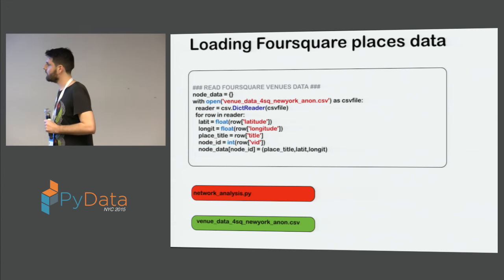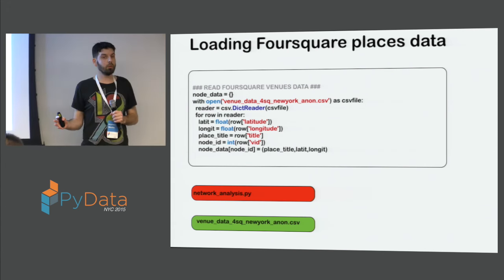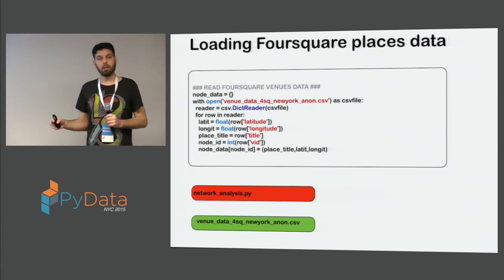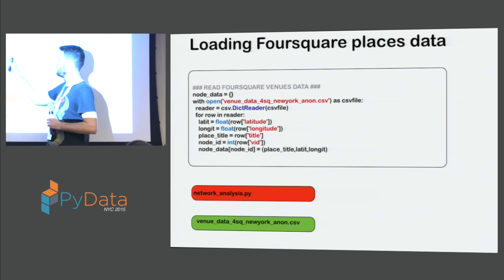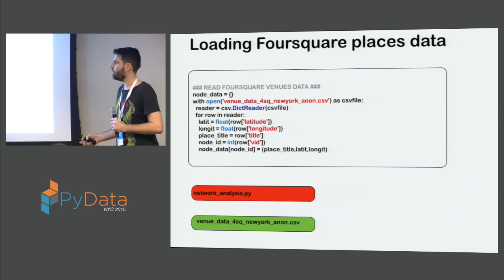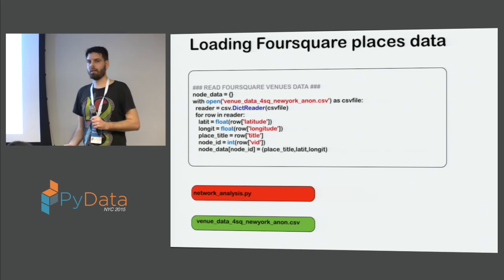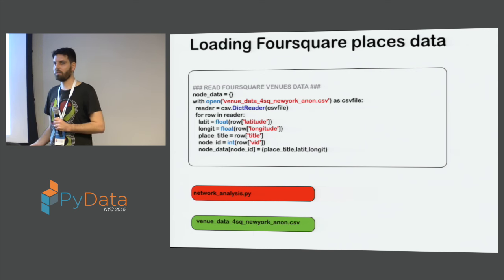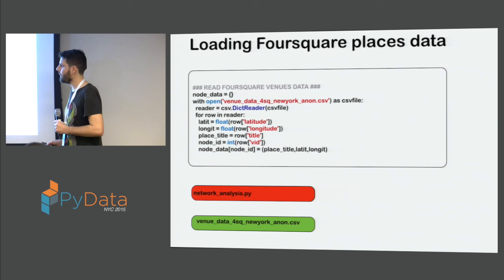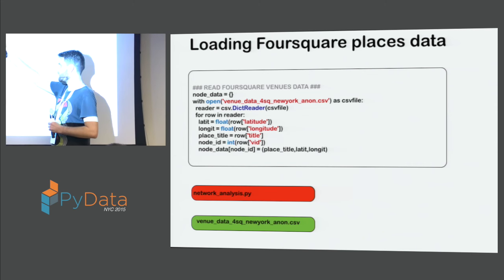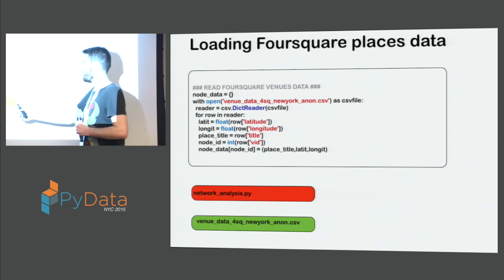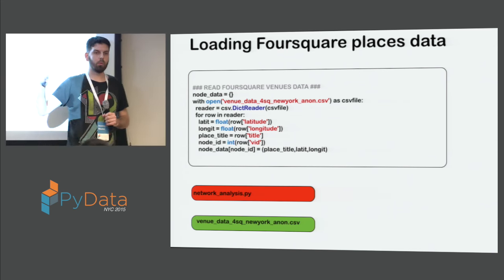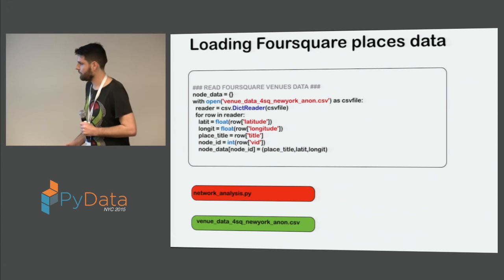So let us start. To begin with, we need to load the nodes of the network. In our case, the nodes are places. I have included a file in the folder with a list of Foursquare places. They're approximately a sample of 2,000 public places in New York, anonymized by ID. What we can do is parse this CSV file, and for every place get latitude, longitude information, the title, and an ID, and then store this information in a dictionary that we will process next to model the network.